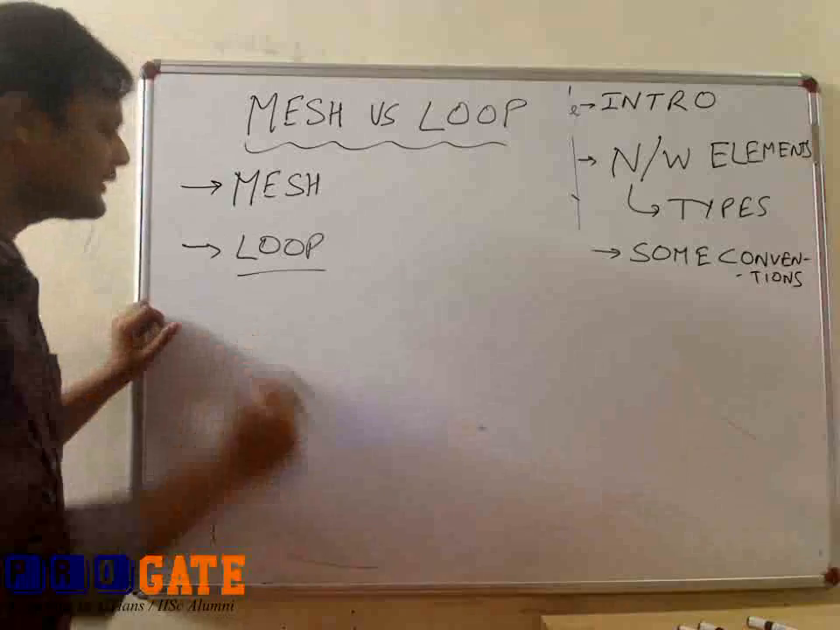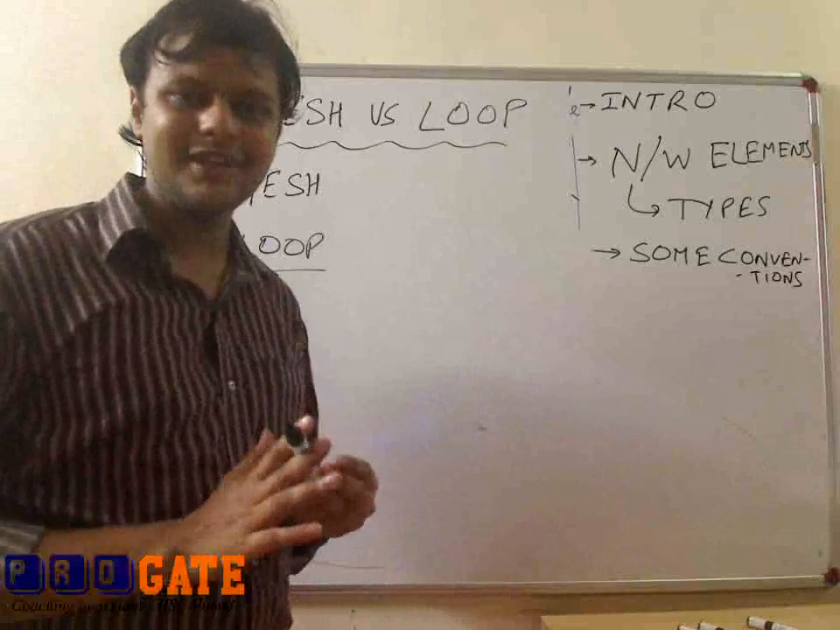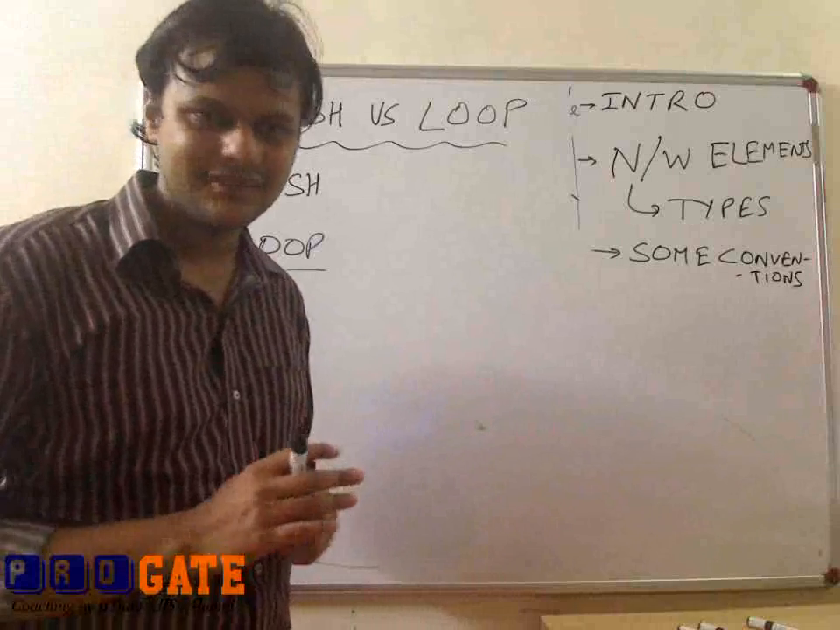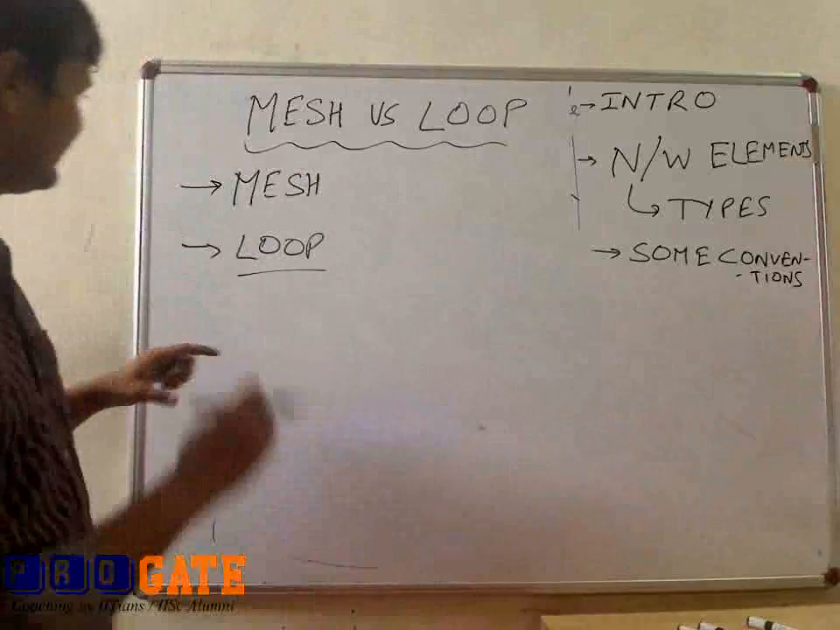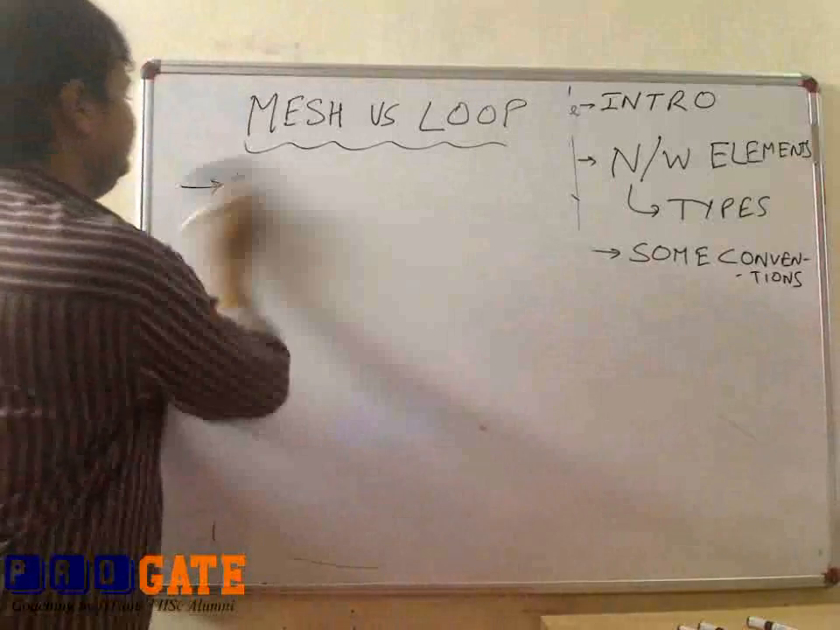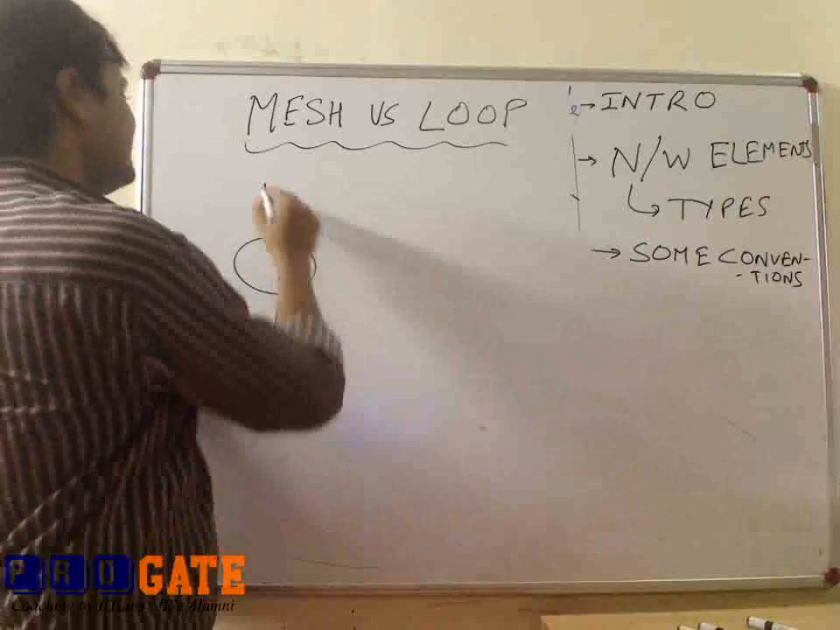So I am giving a simple circuit again, and you have to tell me what are the number of meshes and what are the number of loops in that network. Again, I am making a network. So let us say this is a network.